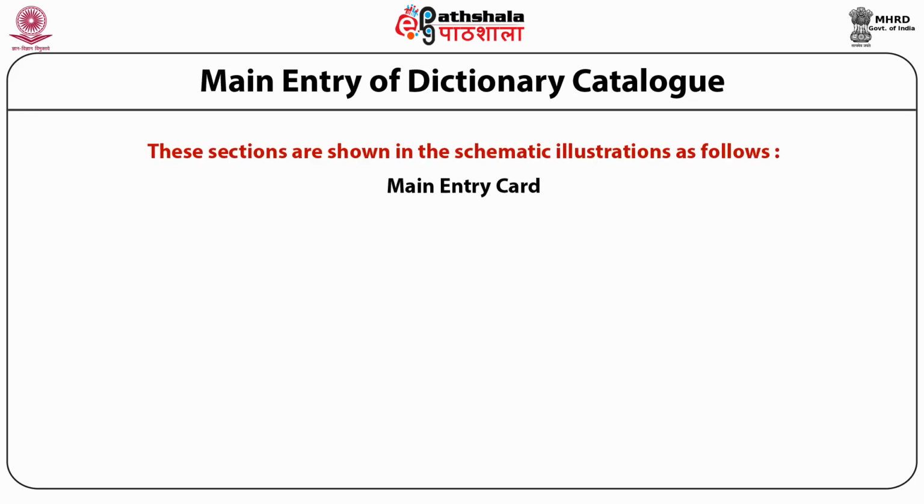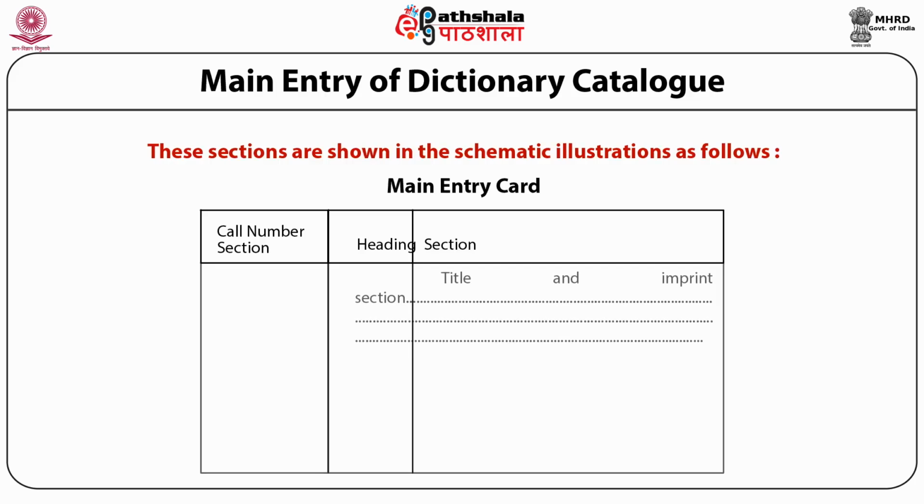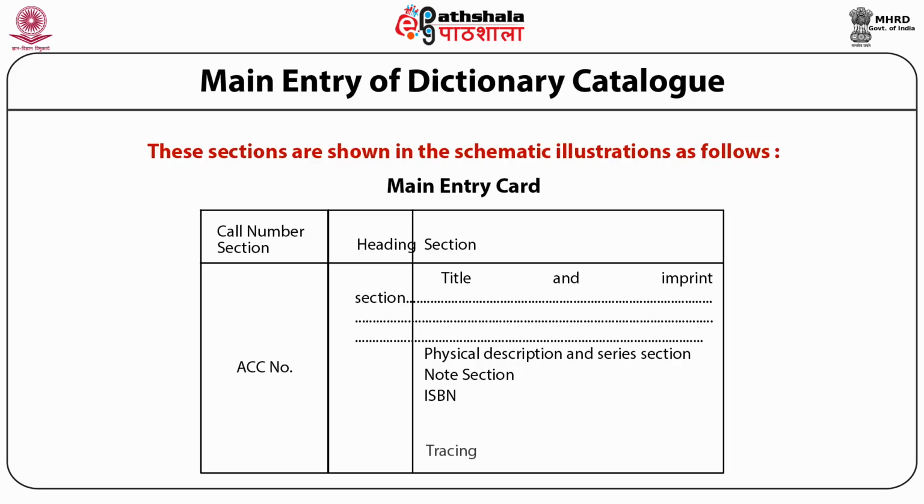Main entry card. Call number section is given in margin on leading line. Second section is heading section. It starts from first indentation on the leading line. Third section starts from the second vertical on the next line, title and imprint section. Fourth section is physical description and series section. Fifth section is note section. Sixth section is ISBN number. Seventh section is accession number. And the last eighth section is known as tracing.